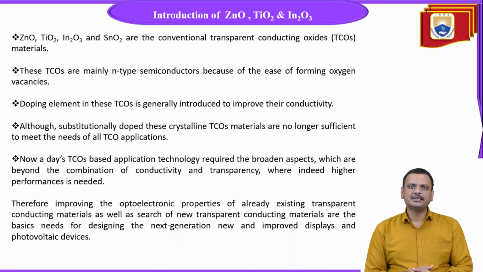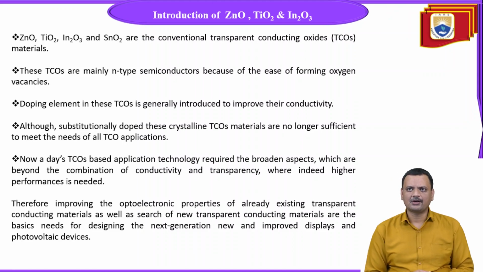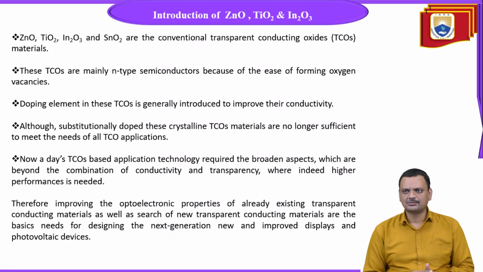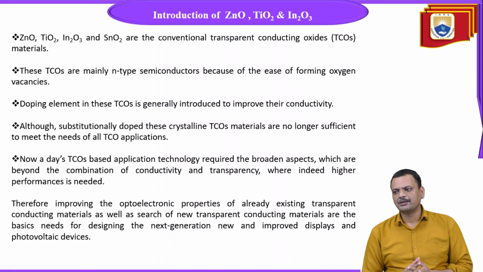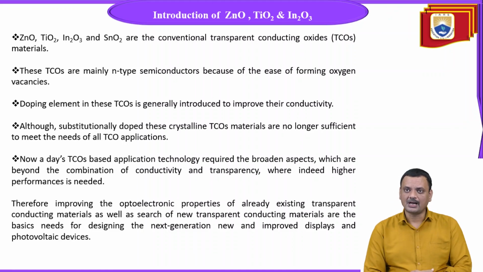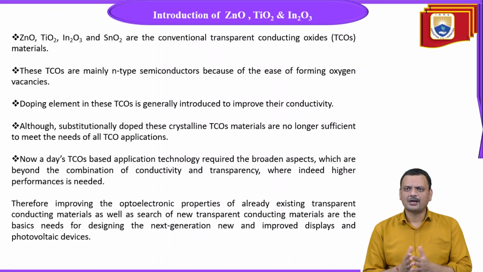Okay. So these TCOs are generally N-type semiconductors because of the ease of forming oxygen vacancies. Oxygen vacancies can be created easily, so they can behave like N-type semiconductors. Why? Because if an oxygen vacancy is created, there is some charge imbalance. And what type of charge imbalance? Negative charges will exceed in number.